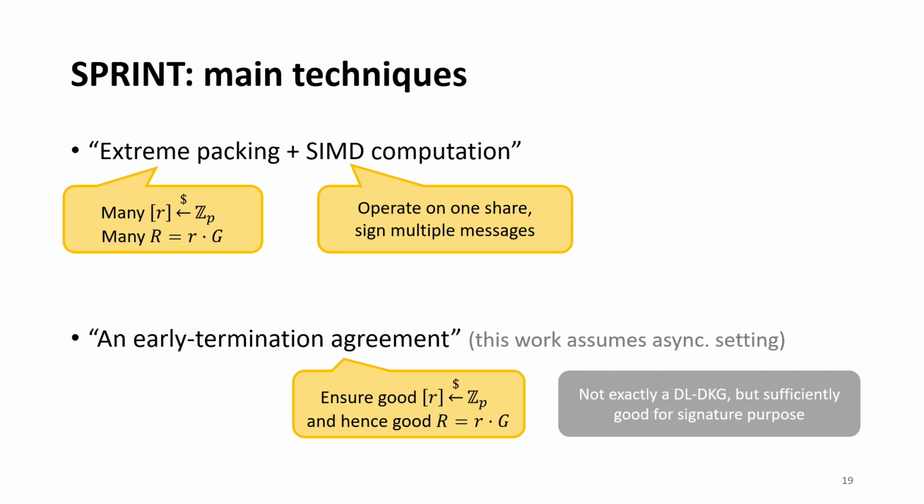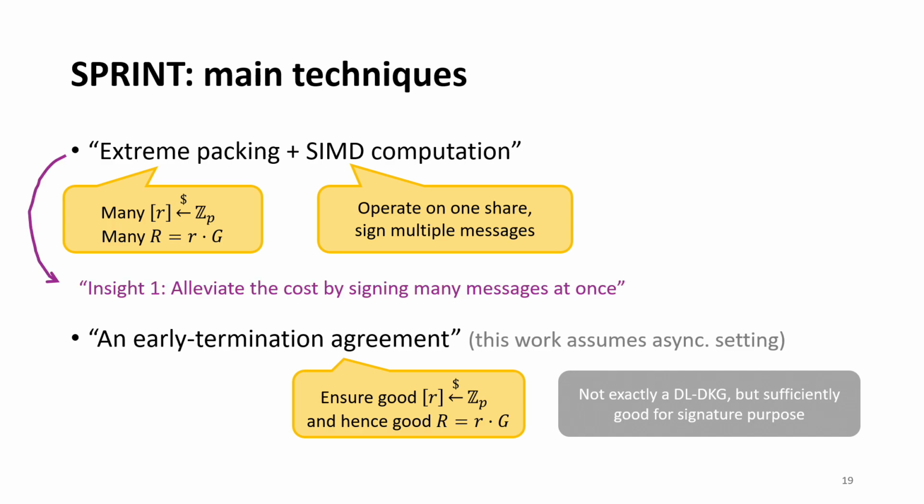The first technique is extreme packing, which allows us to generate sharings of many randomness values and many pre-signatures. Then in the online signing phase, we have a simple single-instruction-multiple-data trick that allows each party to locally perform a simple operation on shares, but that results in signing multiple messages. The two techniques together allow us to sign many messages at once.